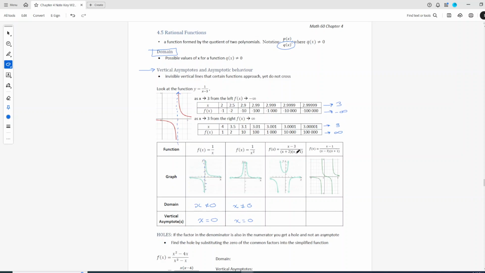Here's another example. So for this one, again, my denominator: x plus 2 cannot equal 0, so x cannot equal negative 2. X minus 1 cannot equal 0, so x cannot equal 1, which means my vertical asymptotes are negative 2 and 1. And if you look at your asymptotic behavior, I could add in those asymptotes. So there's an asymptote at negative 2, there's an asymptote at positive 1. I'm approaching negative infinity, and positive infinity again. And then on the right-hand side, I'm approaching negative infinity.